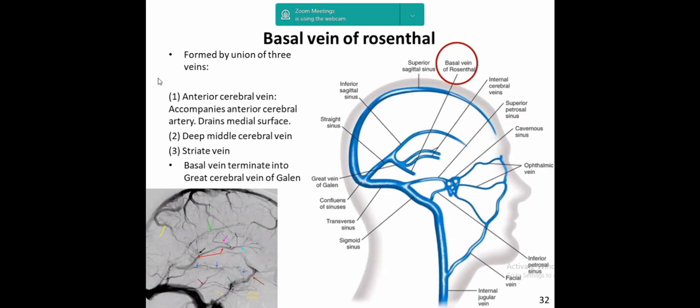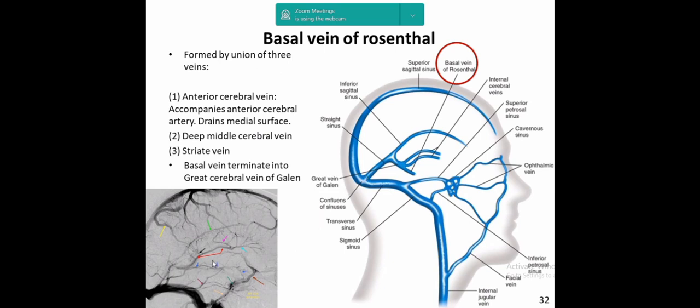Coming to the basal vein of Rosenthal, it is mainly formed by the union of three veins. It has three components: the anterior segment, the deep middle, and the straight veins. The basal vein of Rosenthal along with the internal cerebral veins joins to form the great vein of Galen, which ultimately drains into the straight sinus.